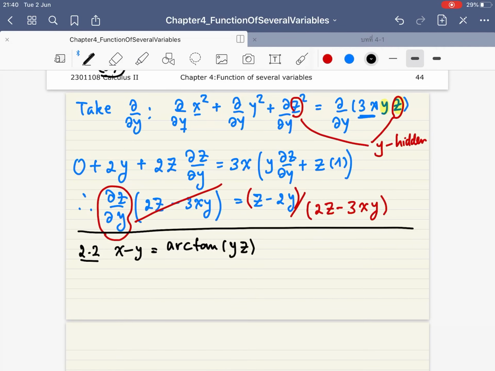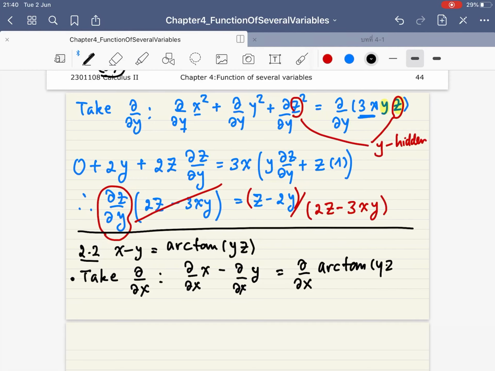So to find the derivative with respect to x, first you take the derivative with respect to x of both sides, so the first term and then the second term and the right hand side. Okay, and remind yourself that your z here has x hidden in this context.